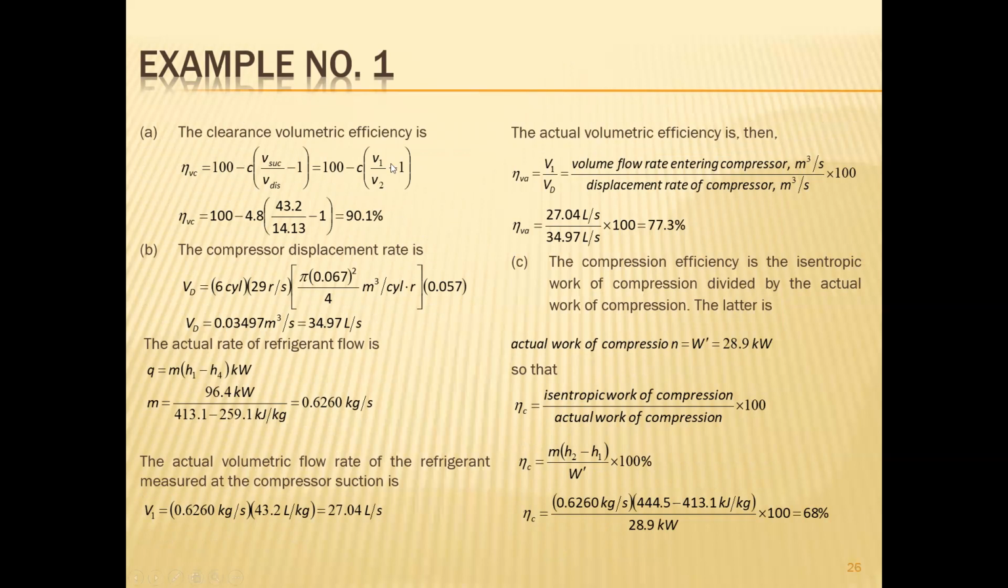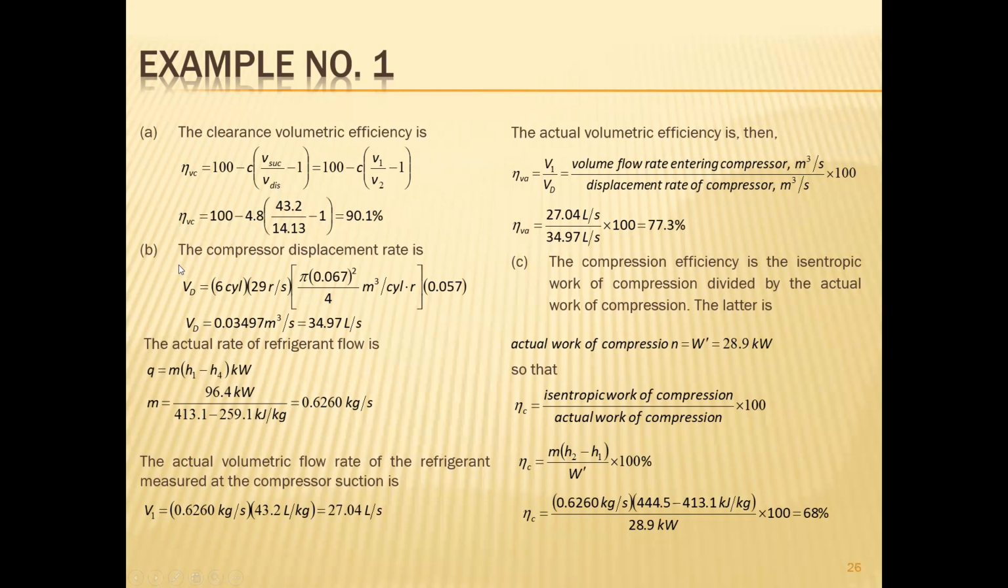A, the clearance volumetric efficiency, is ηv equal to 100 minus C times (Vsuction over Vdischarge minus 1), equal to 100 minus C times (V1 over V2 minus 1). So ηv is equal to 100 minus 4.8 times (43.2 over 14.13 minus 1), which is 90.1%. We do not go back to the previous slide; you already know V1 and V2, we took the values. So that is the first required.